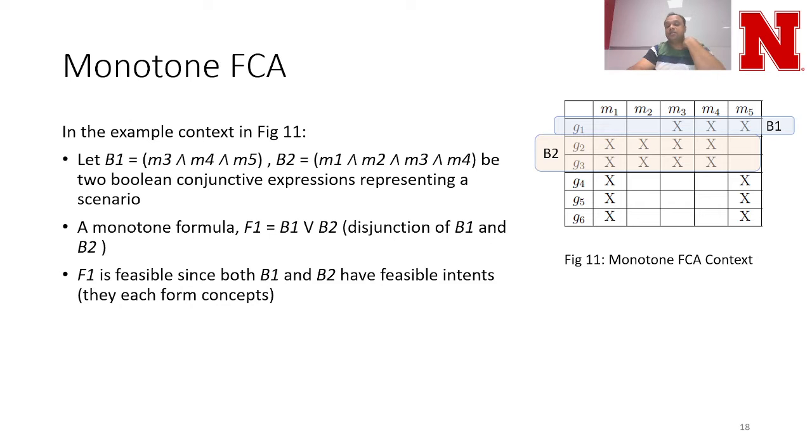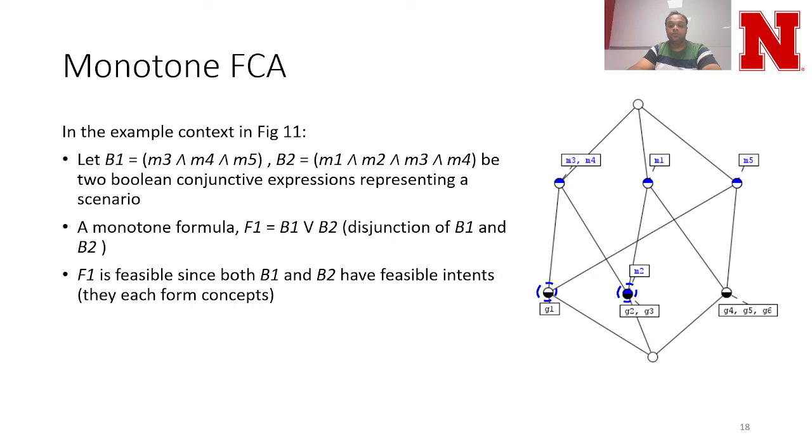If we actually see, we can also say F1 is a feasible monotone formula because both B1 and B2 are feasible intents. Which means if we draw the concept lattice, then we will see B1 and B2 are both concepts, and hence the union of them, which is the monotone formula F1, is also a feasible monotone formula. So the lattice looks like this, where we can see G1 belongs to B1 and G2, G3 belong to B2.